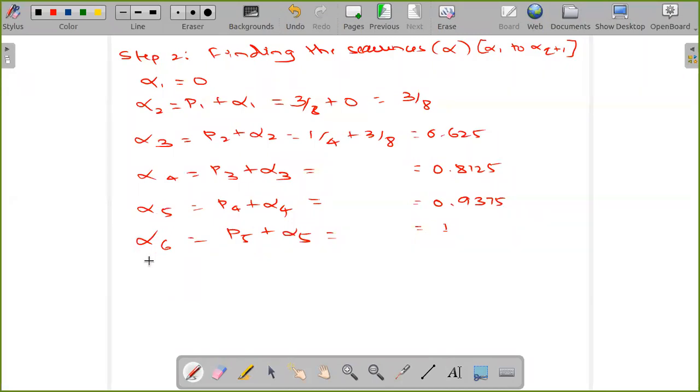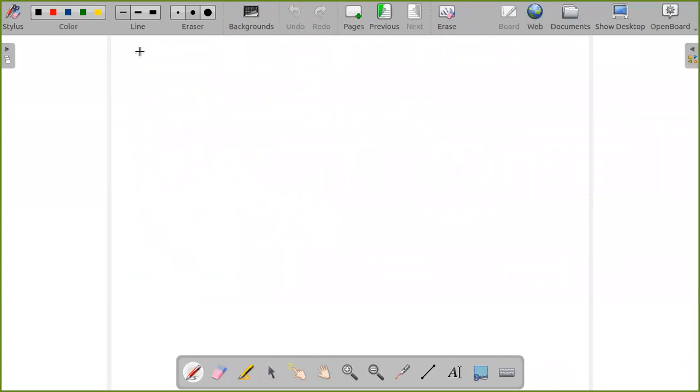Now step number 3, finding the integer value, which I can call L. I is varying from 1 to Q. How many values are there?